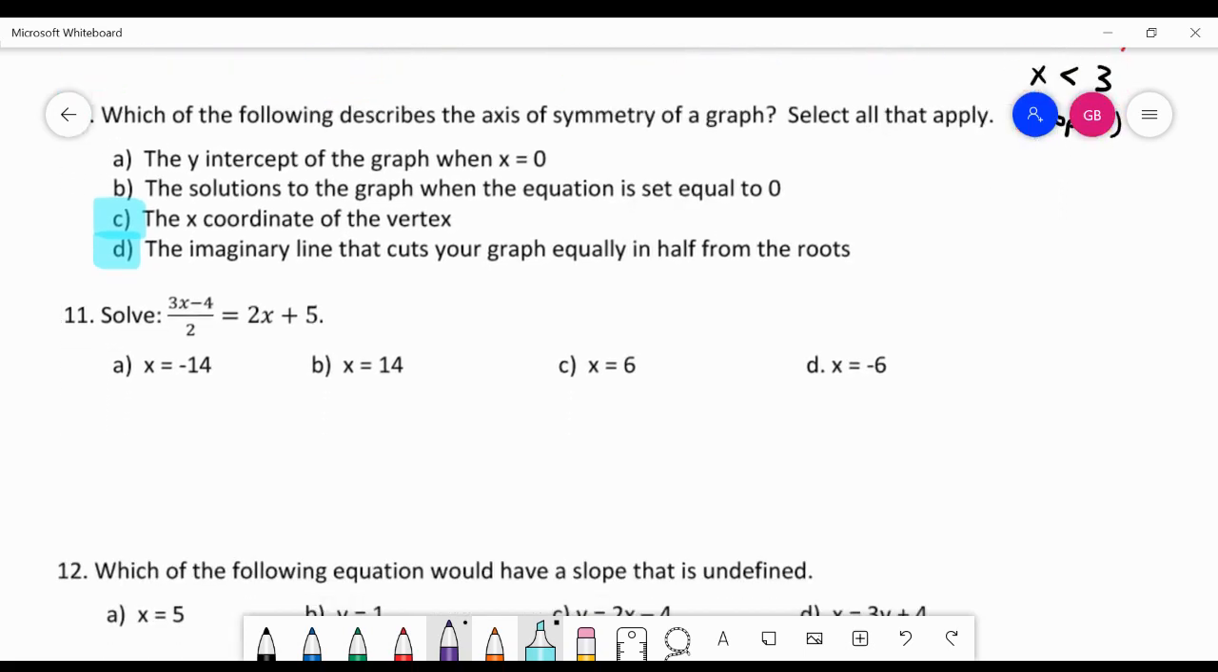Number 11, we're going to solve 3x minus 4 over 2 is equal to 2x plus 5.